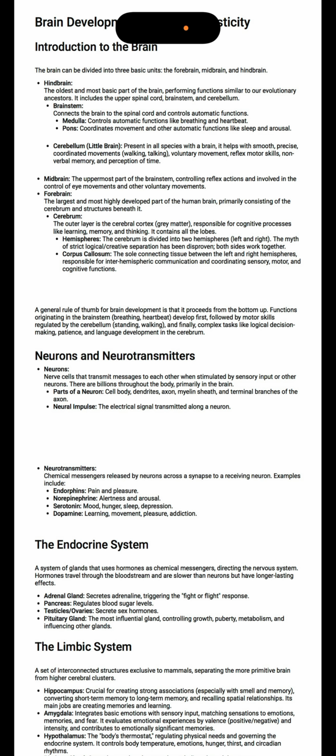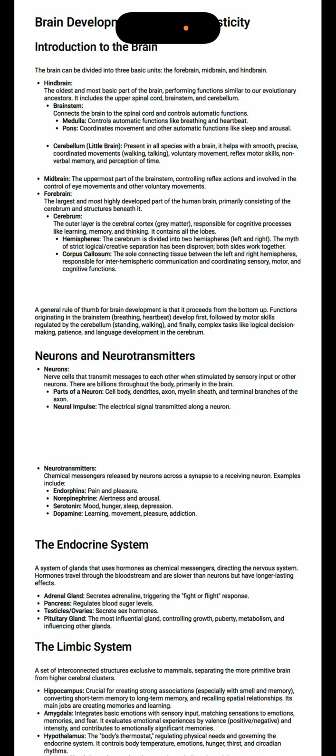A general rule of thumb for brain development is that it proceeds from the bottom up. Functions originating in the brainstem, breathing, heartbeat, develop first, followed by motor skills regulated by the cerebellum, standing, walking, and finally complex tasks like logical decision-making, patience, and language development in the cerebrum.